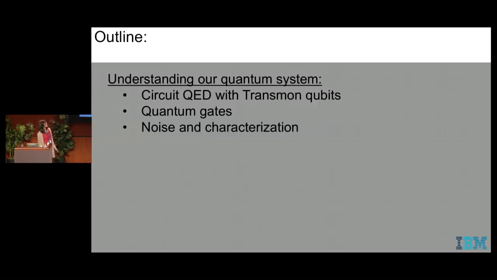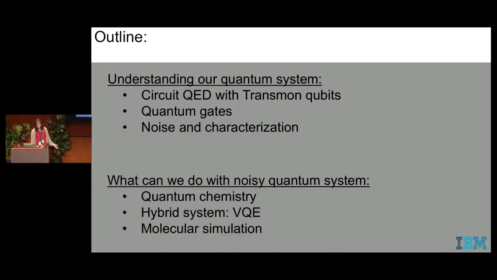A very brief outline: as I said, the main part of this talk is going to be understanding our quantum system and discussing different things. I know the topic of this workshop is quantum applications, near-term applications, or approximate quantum computing. So briefly, I will talk about what we can do with a noisy quantum system, and talk briefly about our recent results on quantum chemistry.